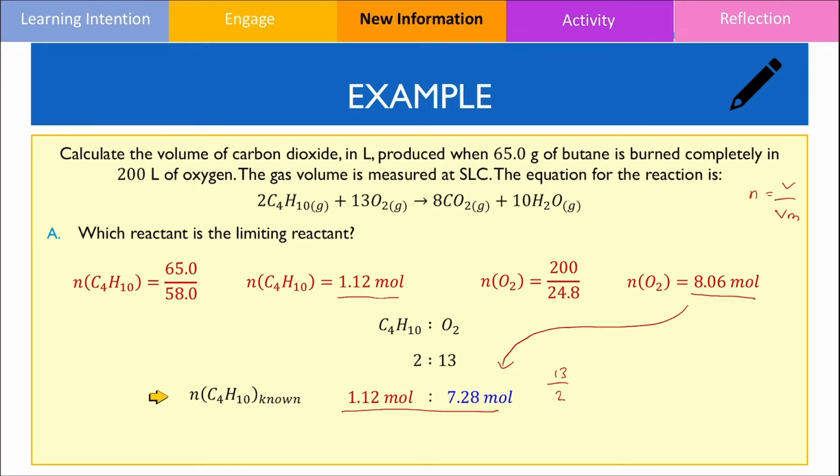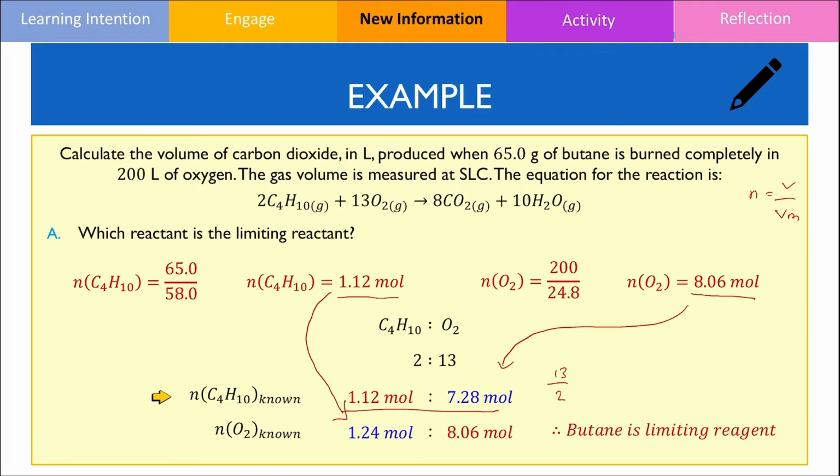Similarly, we could also perform mole ratios using the known amount of oxygen gas to confirm this as well. The amount of butane that reacts completely with 8.06 moles of oxygen gas is 1.24 moles. Based on this ratio, we can see that oxygen cannot be the limiting reagent at all because we only have 1.12 moles of butane, not 1.24 moles, thus proving that butane is the limiting reagent. Let's now answer part B.